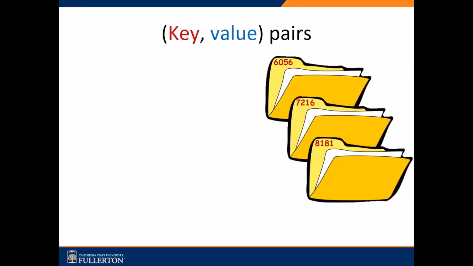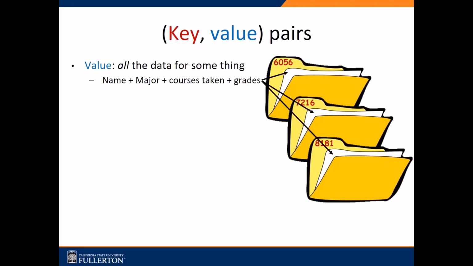Information in a data structure is often stored as key value pairs. A value is all the information for something that you want to keep. For example, for a student, we may want to keep their name, their major, the courses they've taken, the grades in those courses, and so on. It's comparable to all the papers that you store inside a file folder.